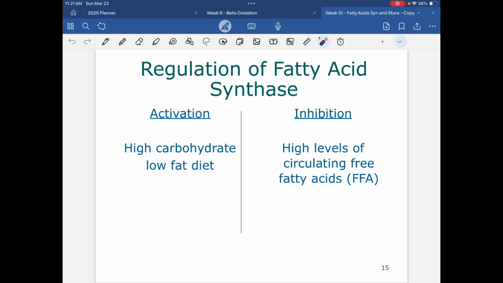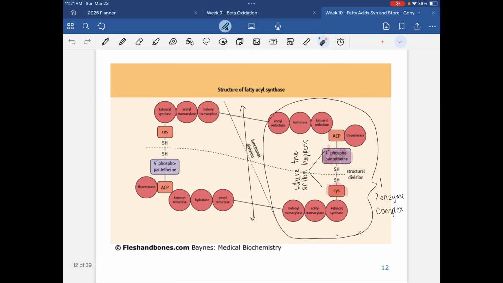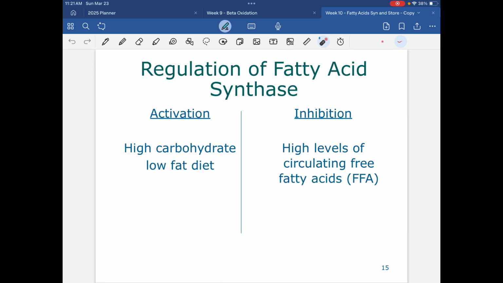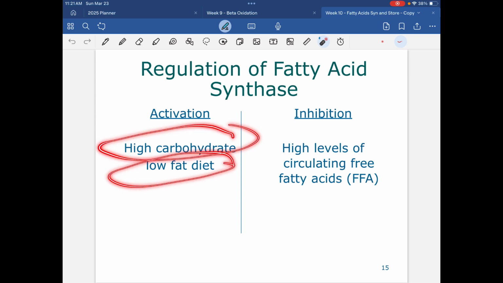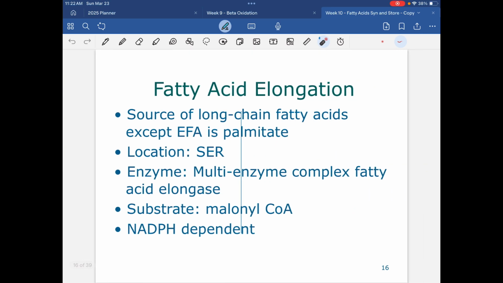So before we were talking about the activation of the acetyl-CoA carboxylase. Now we're talking about the regulation of fatty acid synthase, but we're going to see kind of the same pattern of high carbohydrate, low fat diet is going to activate it. High levels of circulating free fatty acids, that means we have plenty of fatty acids. Why would I want to make more? So that's why this is going to inhibit it. Okay, so now we've made fatty acids.